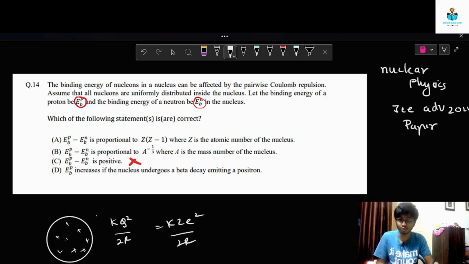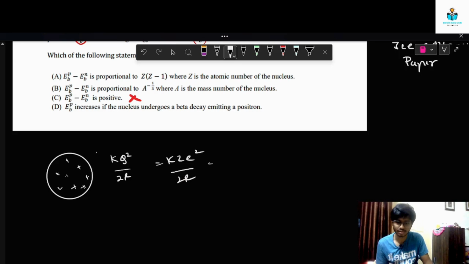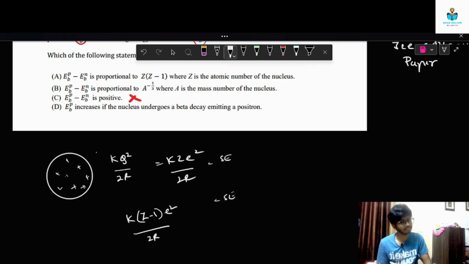Now if we remove, we have to remove one proton. It will be easier to remove a proton than a neutron. So if we remove a proton, then the self energy becomes K (Z minus 1) squared upon 2R. Okay, this is just the energy difference with the repulsions.